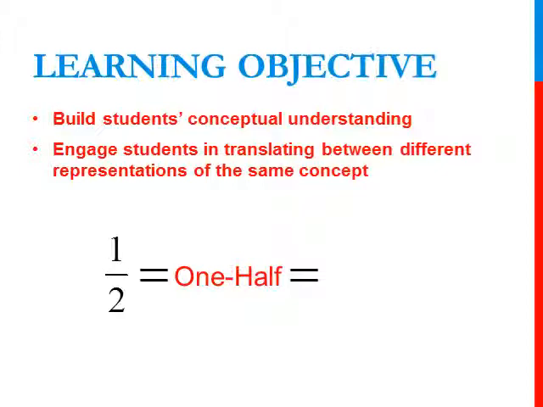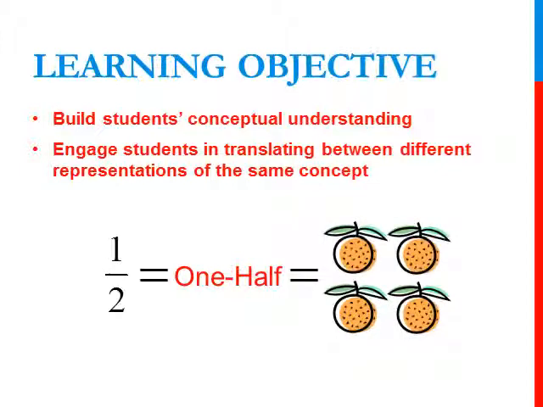to the real world. So when a student has 4 oranges and you tell them that they can only eat half of them, they'll know that 1 orange out of every 2, or 2 oranges, is how many they can eat.